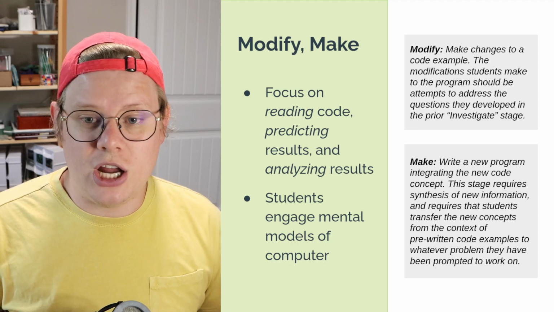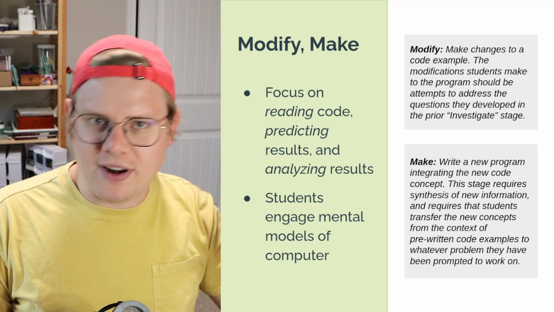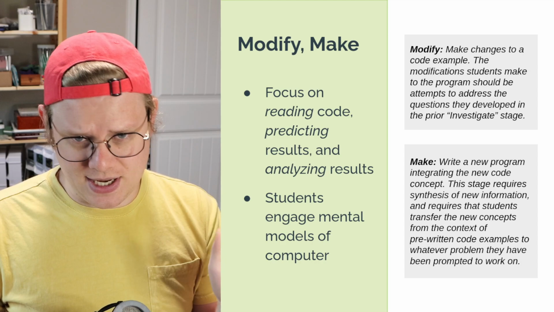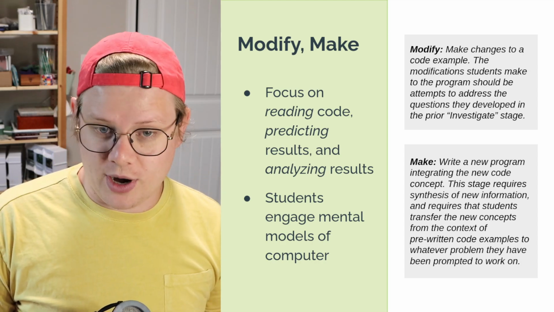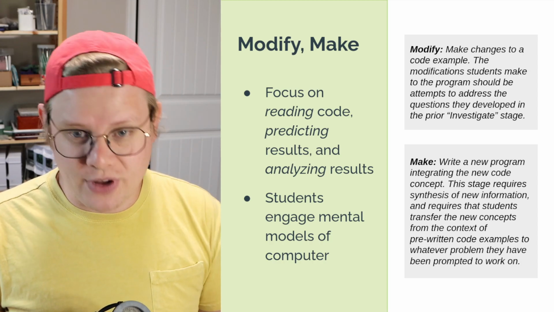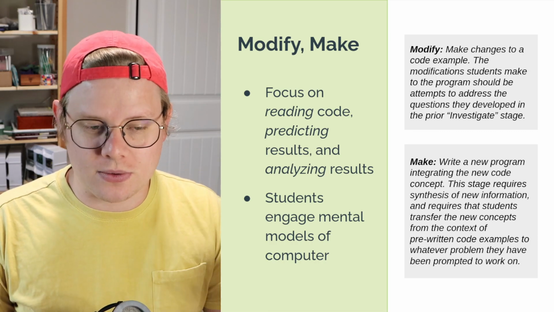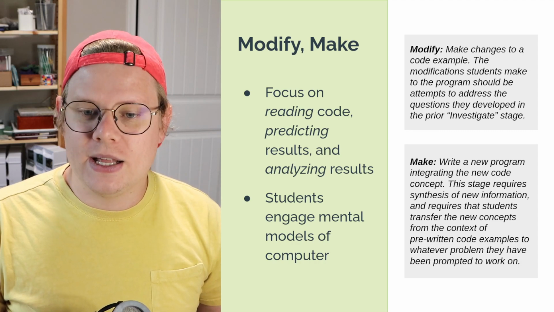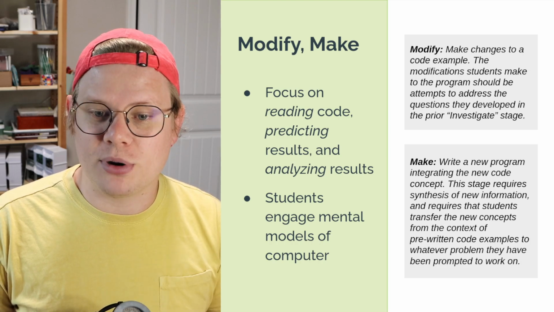Modify involves making changes to a code example. It can be the code example they did the predict, run, investigate on, or it can be a different code example. There are lots of ways to approach this process. Students might debug and correct broken programs and make changes to working programs to see what impact changing different lines has on the output. They can remove lines of code to simplify an example or extend an example by adding repeated sections or continuing with a pattern that's present in that code example. The modifications students make to the program should be attempts to address the questions they developed in the prior investigate stage.